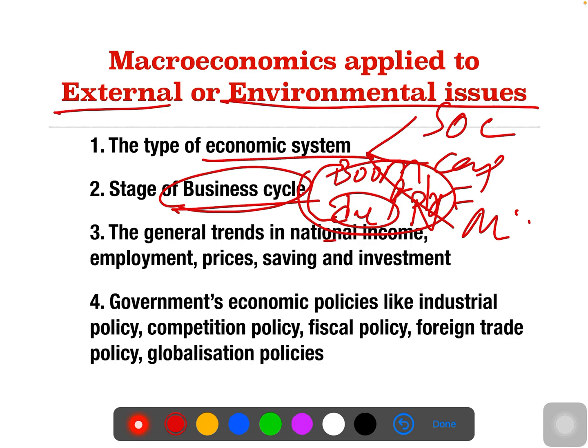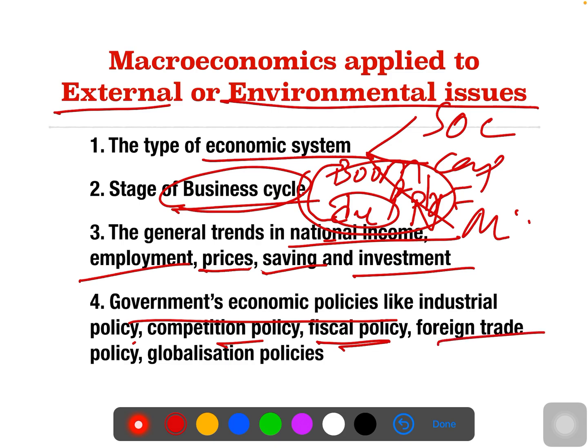And national income. What is national income? It covers aggregate employment, aggregate prices, how people are saving in a country, and how much investment they are doing. And government policies, which can be about industrial policy, competition, fiscal policy. Foreign trade is also there: when you're exporting and importing, you will have trade, and when you're trading with other countries, you will have global policies. So in this way government policy also affects the business.